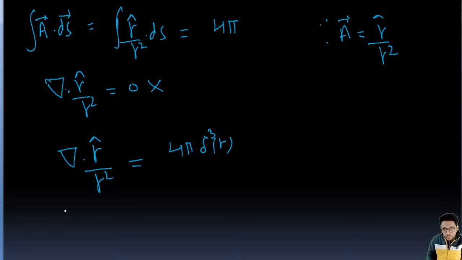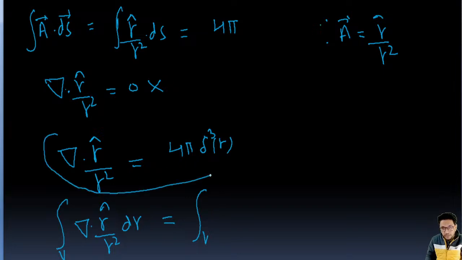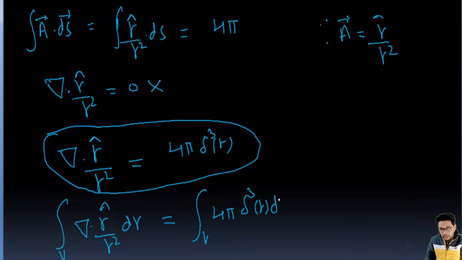So now we'll find the volume integration of the divergence of r cap upon r square dV. This value is this by the Dirac delta property, a very important property, property number 16. So this is the integration of 4 pi del cube r dV, and this is going to be 4 pi, since the integration of del cube r dV is 1. So this is 4 pi, and this is 4 pi. This verifies the divergence theorem, right? This is the surface integration.